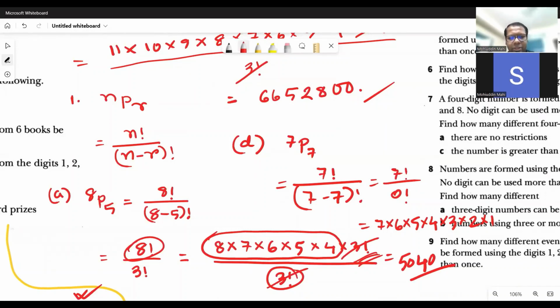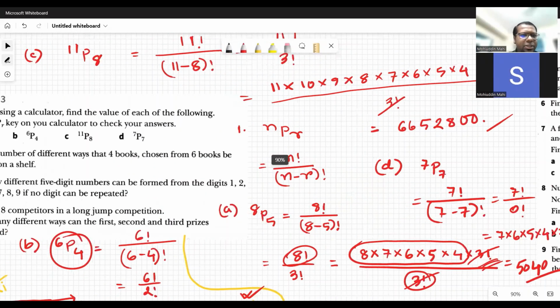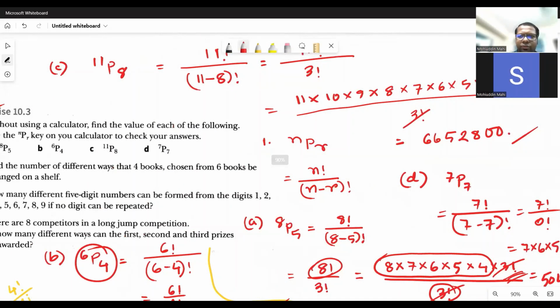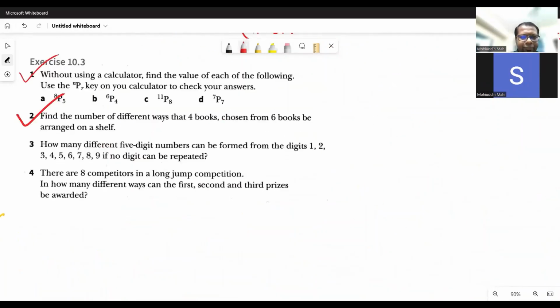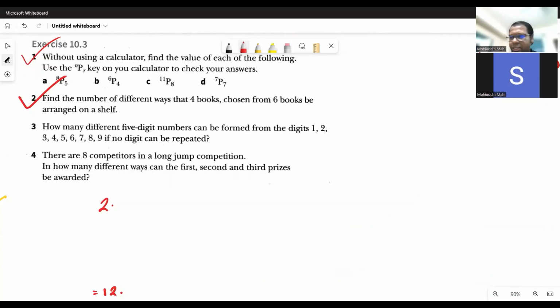Okay, so this is a very simple question. It's not going to come in your O-level exam, definitely, but you need to understand the process for solving more difficult questions. Now we're going to solve the next questions, the word problems. Find the number of different ways that 4 books chosen from 6 books can be arranged on a shelf. You have a total of 6 books, but on your shelf you can keep 4 books. In how many ways can you do it?